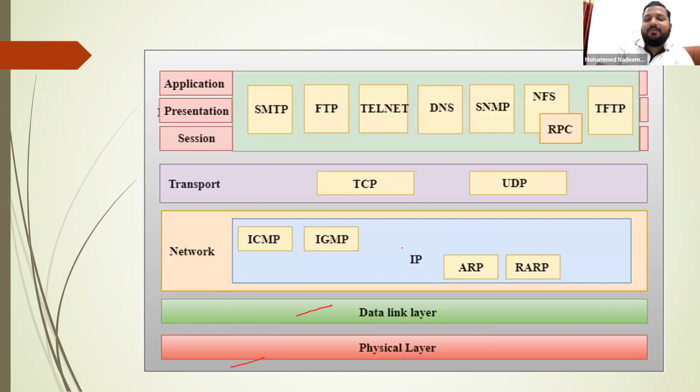At the network layer, you will come to know about the IP address. You will come to know about ICMP. You will come to know about ARP and all. Then TCP or UDP, two sessions will be there. And finally, you will reach the application.